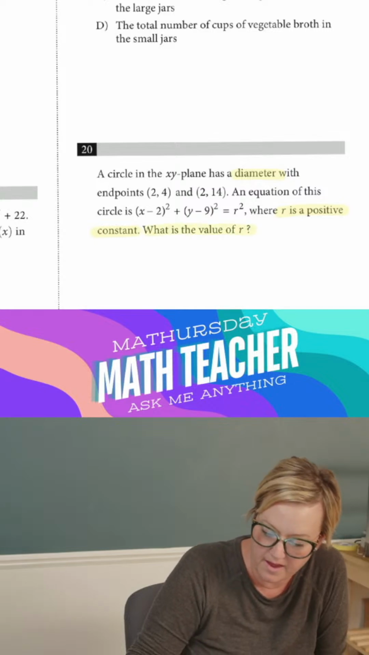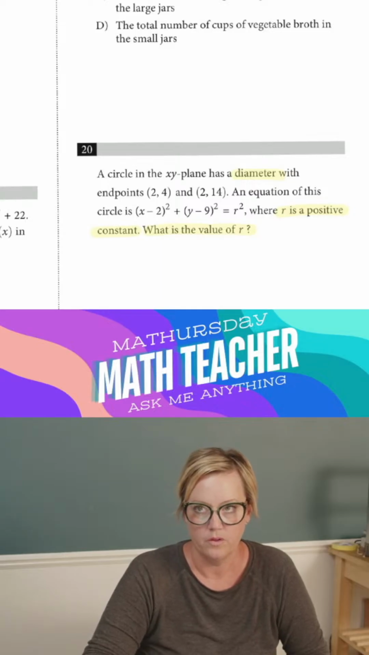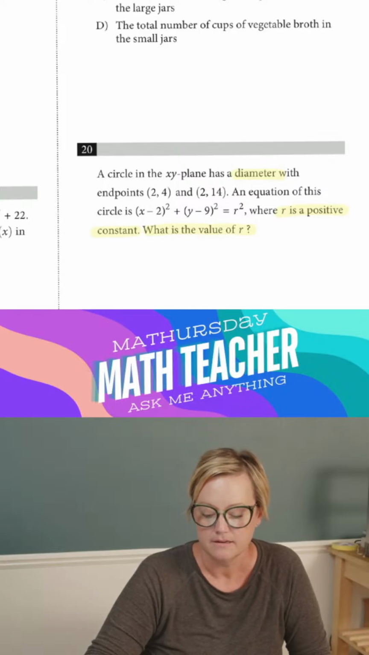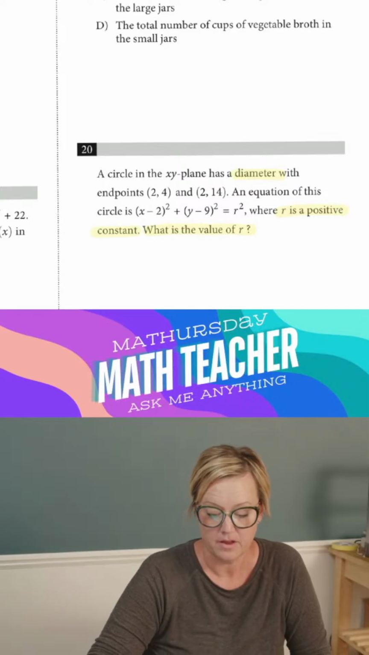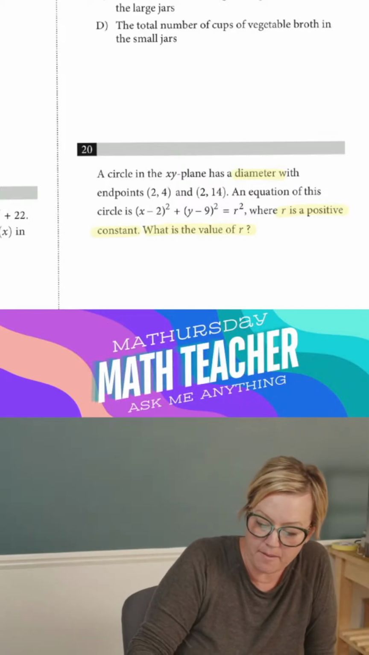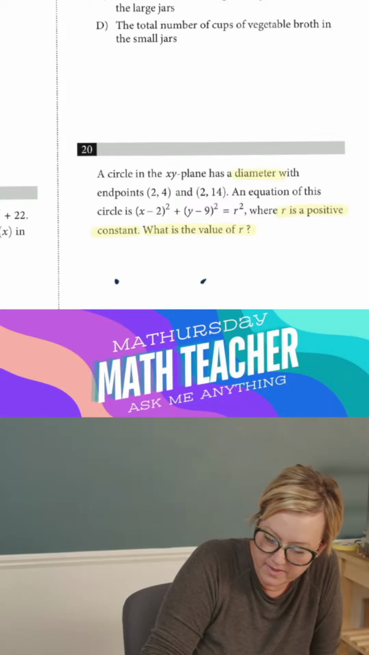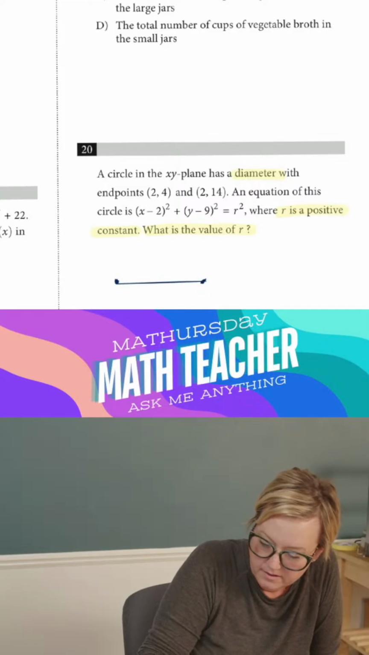Okay, now even if I didn't know what the equation of a circle was, I could still probably figure this out or make a pretty good guess at it. If I've got a diameter that ends at 2, 4, and 2, 14. Okay, so I've got this diameter, and I've got it at 2, 4.